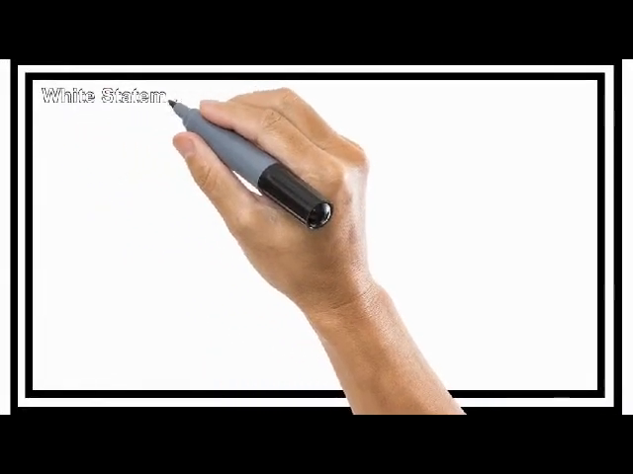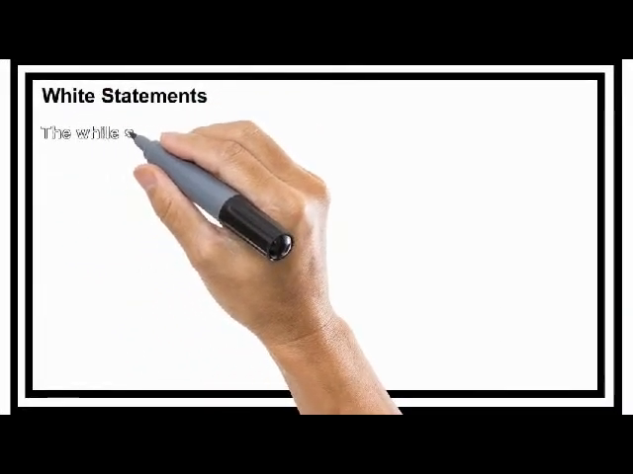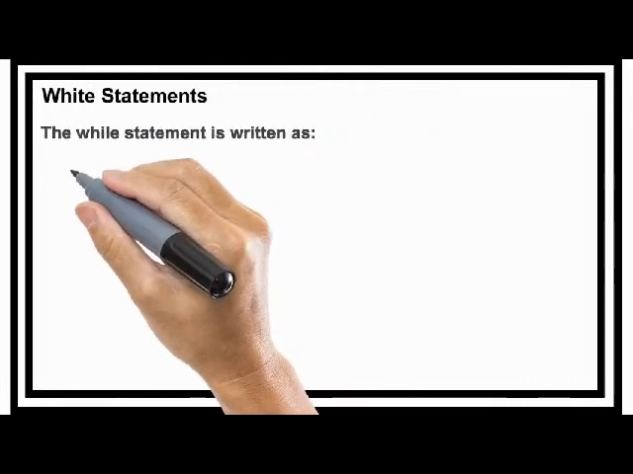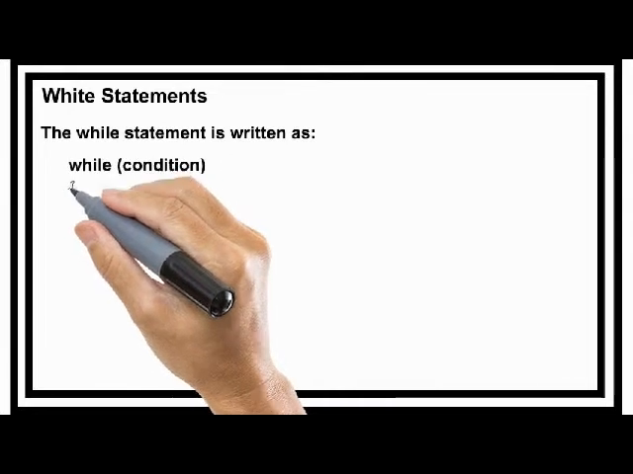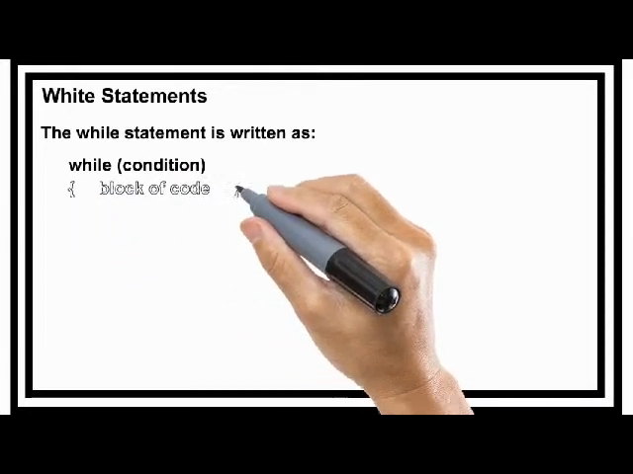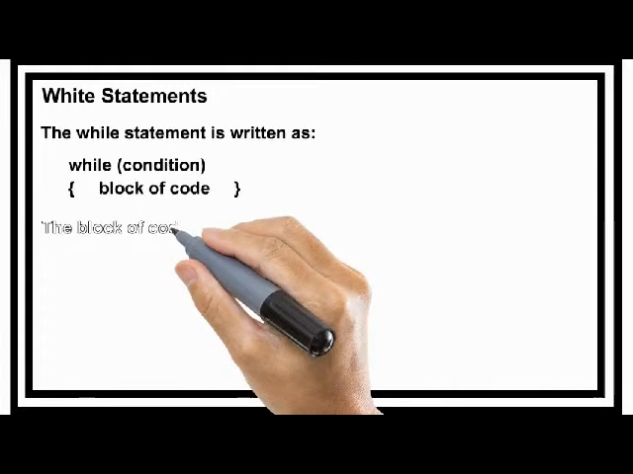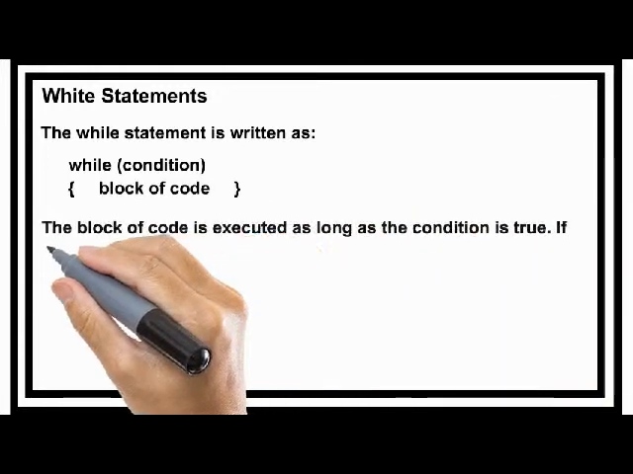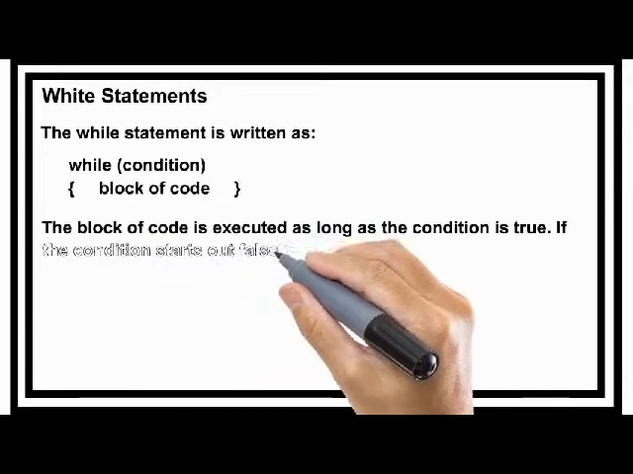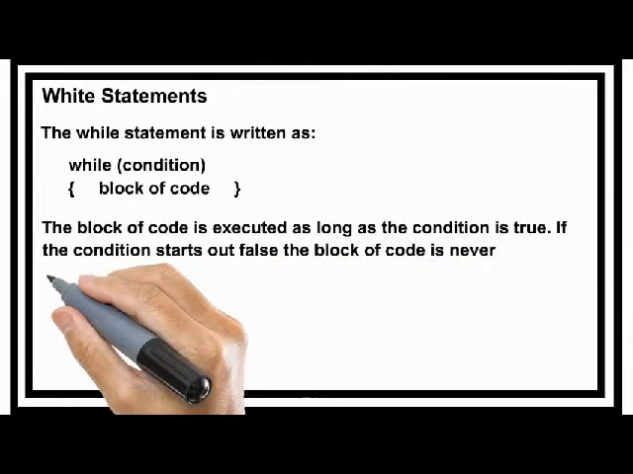While statements. The while statement is written as while, left paren, condition, right paren, left curly bracket, block of code, right curly bracket. The block of code is executed as long as the condition is true. If the condition starts out false, the block of code is never executed.